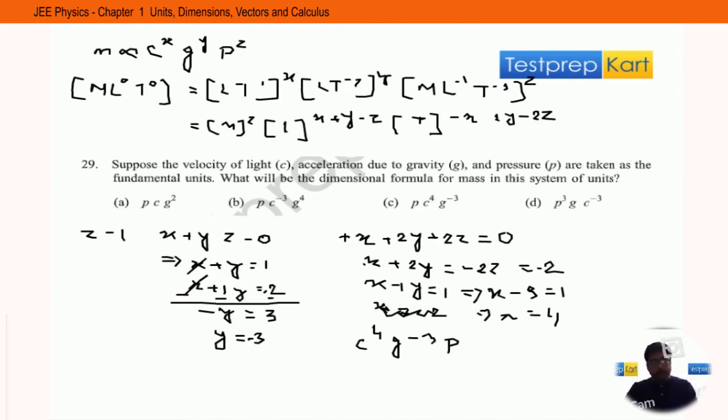So p, c to the power 4 and g to the power negative 3. In the first option, it is not here. Second option, p, c to the power minus 3 and g to the power 4. So it cannot be. In the third option, p, c to the power 4 and g to the power negative 3. So it is the right answer. So the right answer is C. I hope you are getting how to solve this kind of question. Now I am coming to the next question.